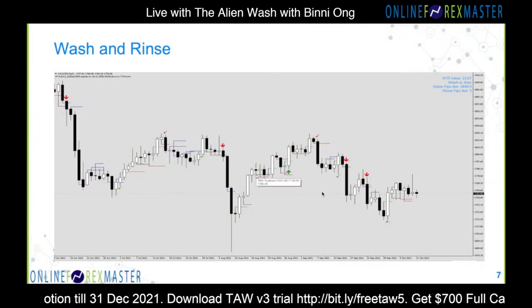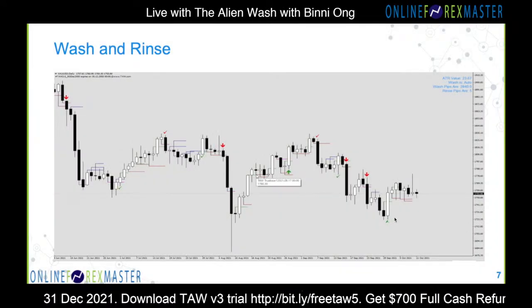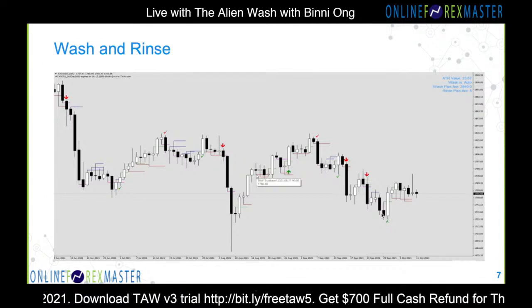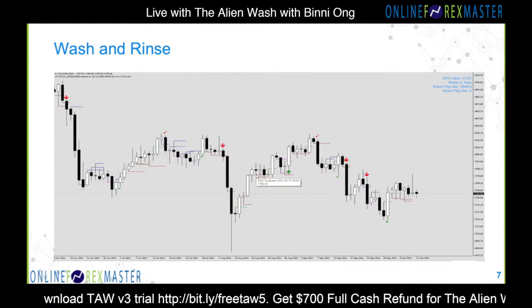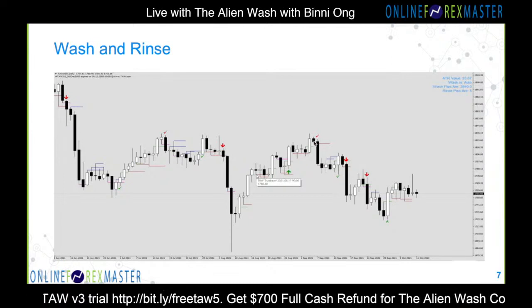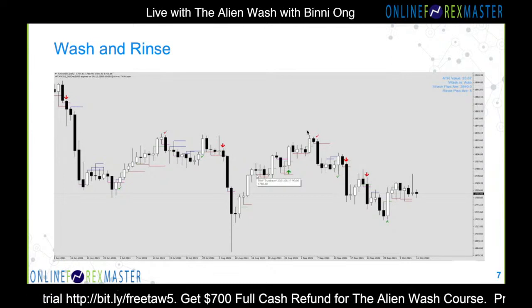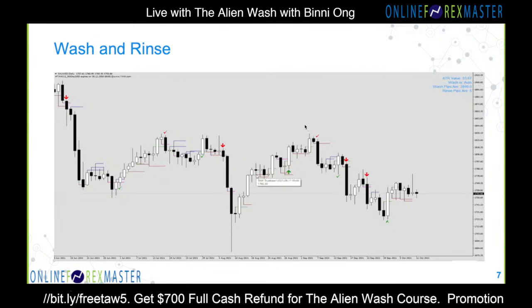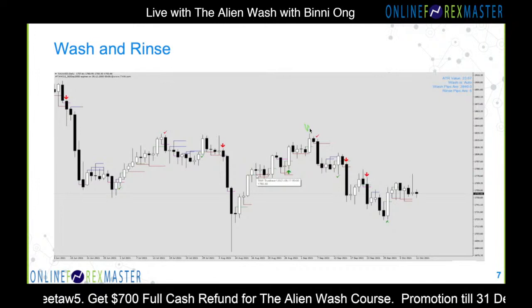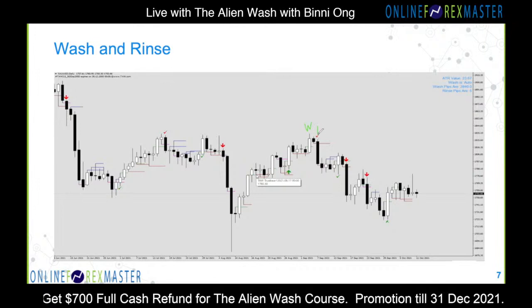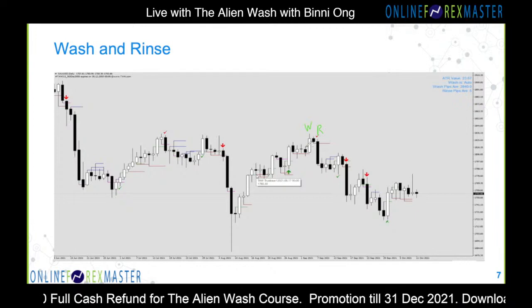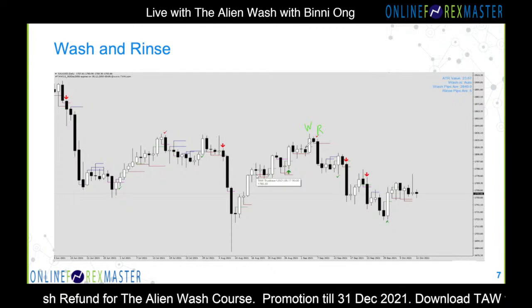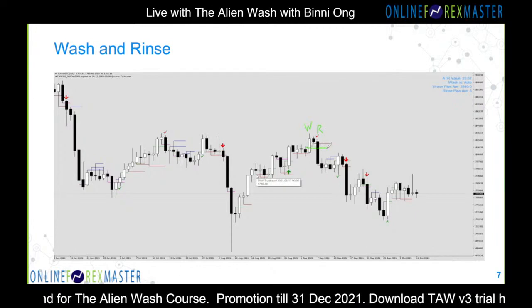Okay, so this is the outcome of the trade, which is actually in gold. I'm just going to show you the bigger picture, the full picture. So this was that wash bar that we had just now. That's the W. And then this is the rinse bar. And then that's the wash line. You can see this tiny little bit of green line here. That's the wash line that's automatically plotted.